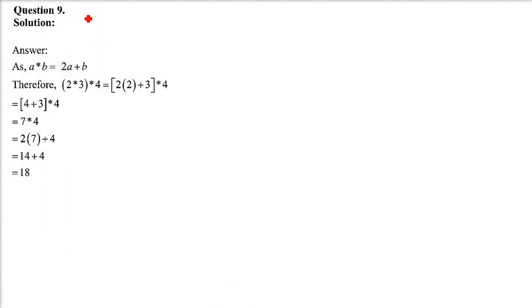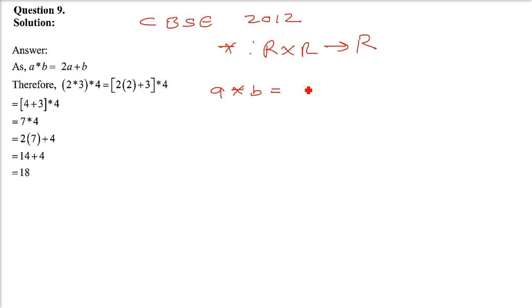So question number 9. This is CBSE 2012. It has already come there. So this is a very basic exercise of this chapter. The binary operation is star, such that R cross R to R, real number, is defined as a star b equals 2a plus b. So we have to find out 2 star 3 star 4.